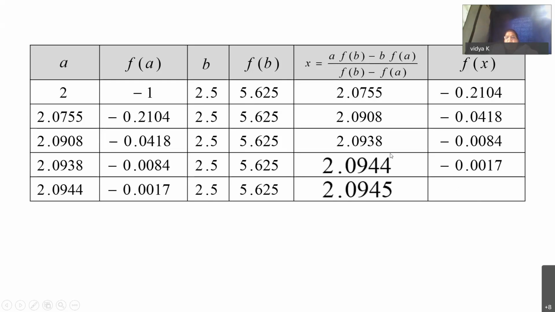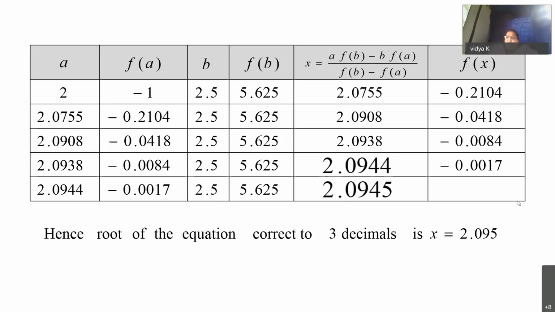See here, they asked the decimal value should be correct up to 3 decimal places. It is the same up to 3 decimals. So therefore you stop now and say that the root of the equation correct to 3 decimal places is x equal to 2.095.